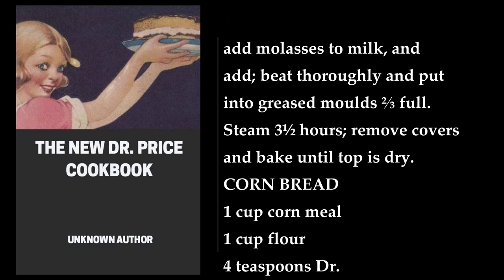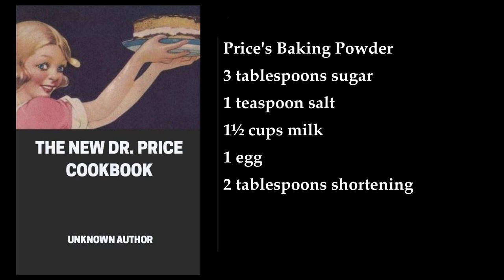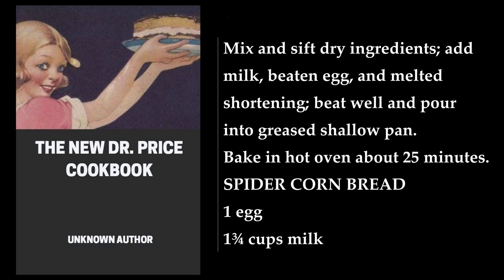Corn bread. 1 cup corn meal. 1 cup flour. 4 teaspoons Dr. Price's baking powder. 3 tablespoons sugar. 1 teaspoon salt. 1.5 cups milk. 1 egg. 2 tablespoons shortening. Mix and sift dry ingredients, add milk, beaten egg, and melted shortening, beat well and pour into greased shallow pan. Bake in hot oven about 25 minutes.